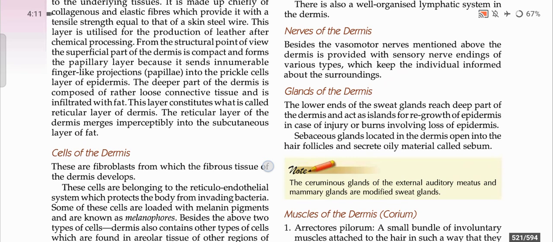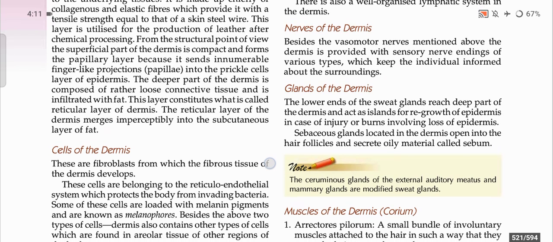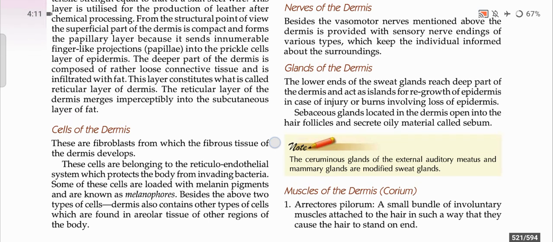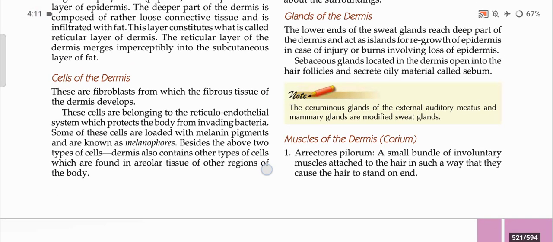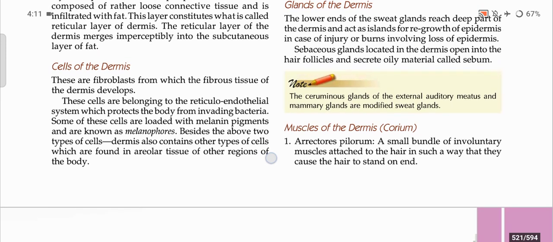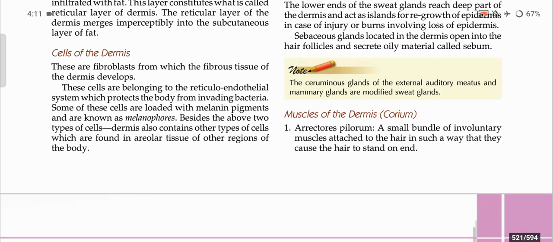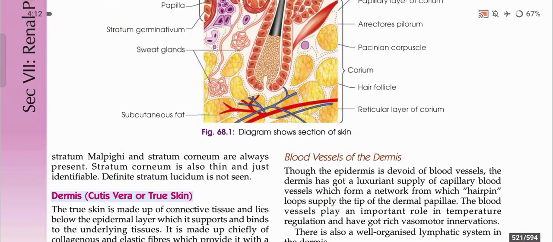The reticular layer of dermis merges imperceptibly into the subcutaneous layer of fat. Now, cells of the dermis. These are fibroblasts, from which the fibrous tissue of the dermis develops. These cells belong to the reticuloendothelial system, which protects the body from invading bacteria. Some of these cells are loaded with melanin pigments and are known as melanophores. Besides the above two types of cell, the dermis also contains other types of cells which are found in the areolar tissue of the other regions of the body.